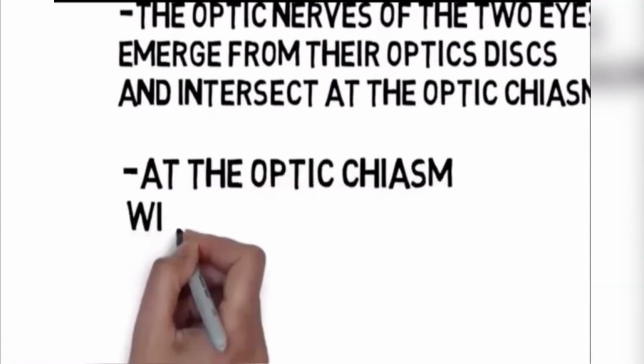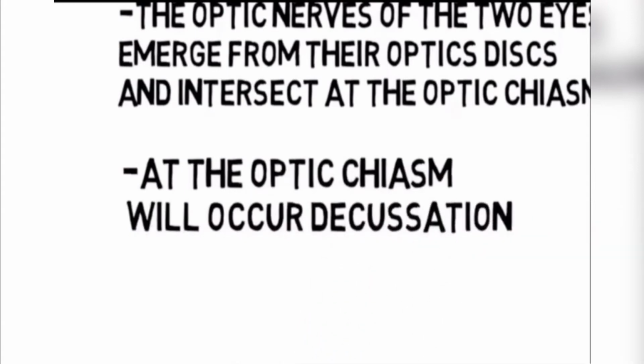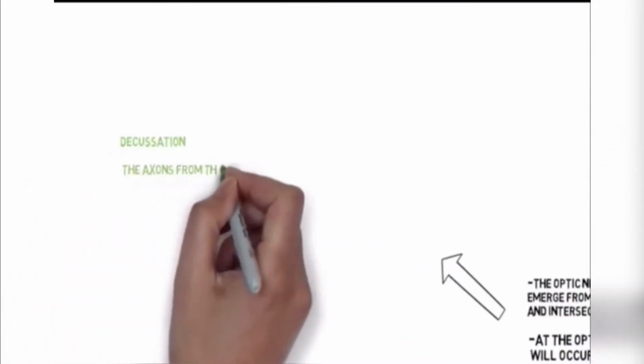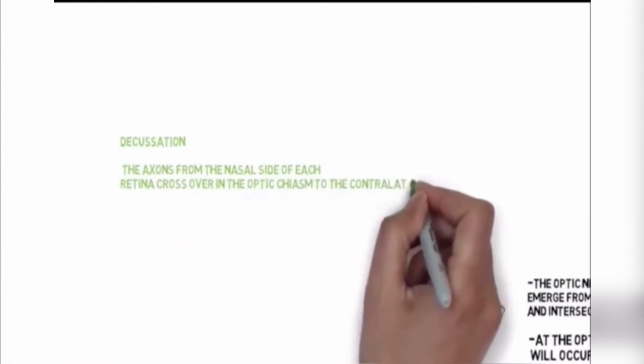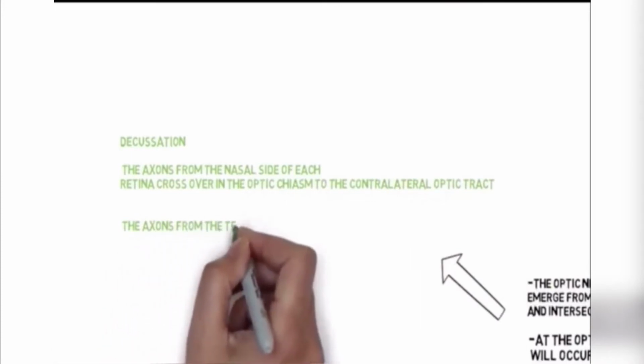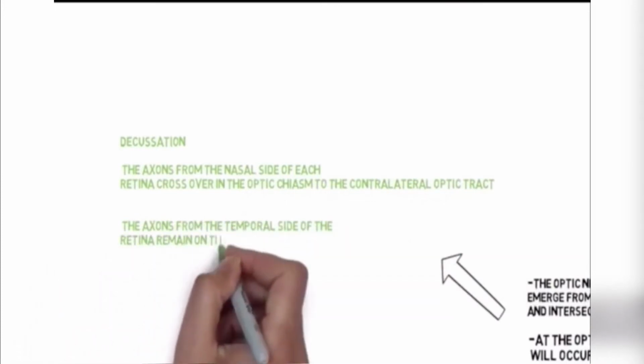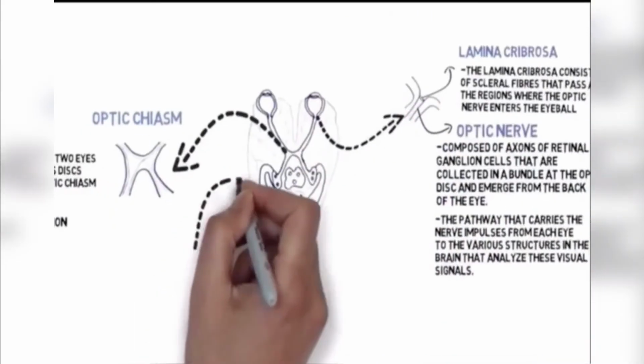At the optic chiasm, decussation will occur. What is decussation? The axons from the nasal side of each retina cross over in the optic chiasm to the contralateral optic tract, and the axons from the temporal side of the retina remain on the same side, which is ipsilateral.